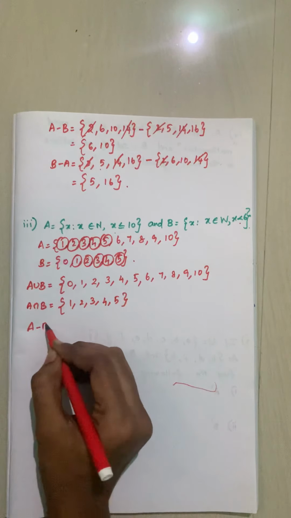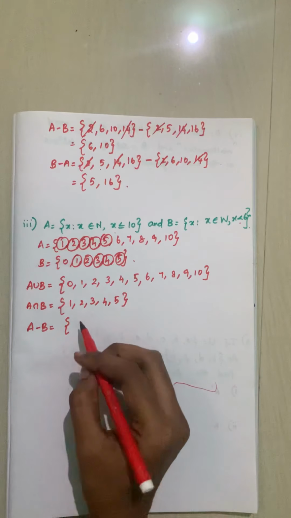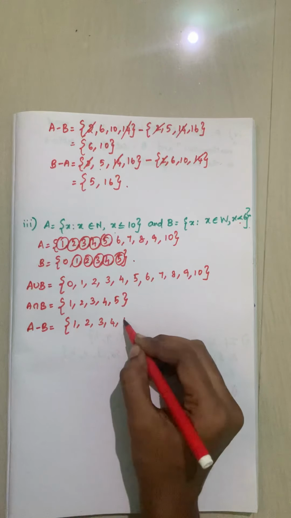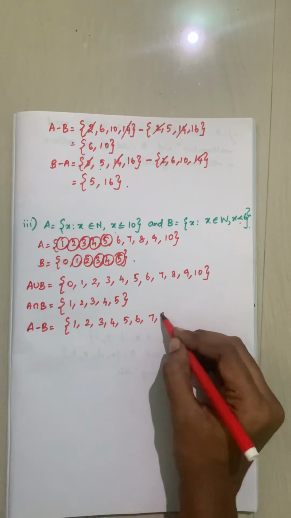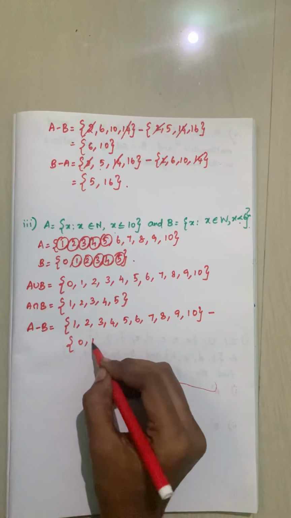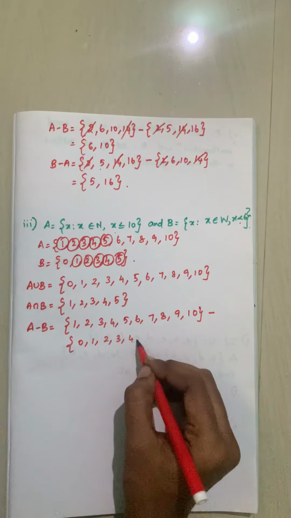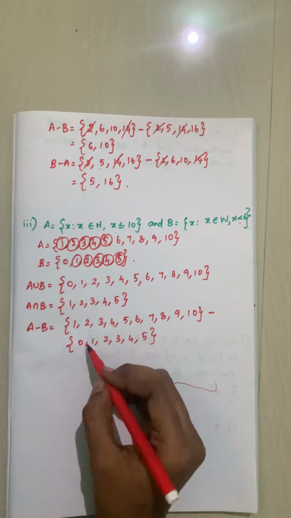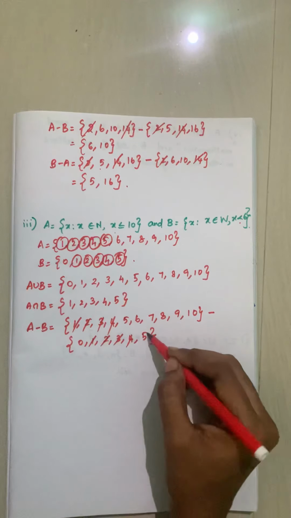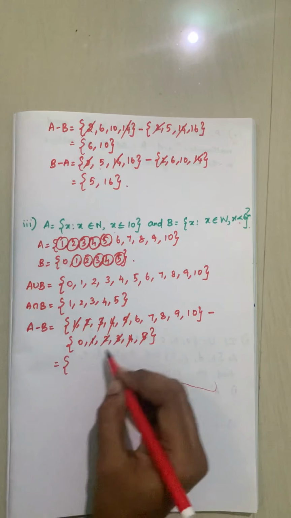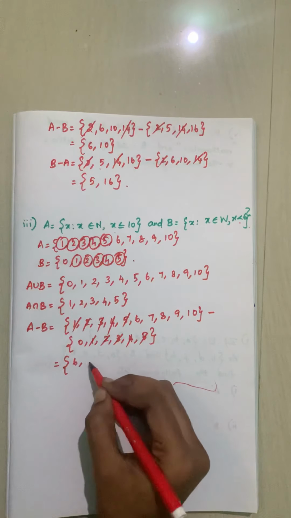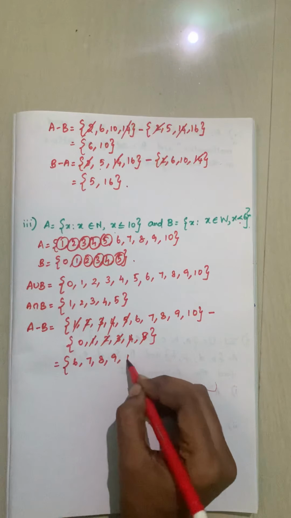Next is A minus B. A minus B means write 1, 2, 3, 4, 5, 6, 7, 8, 9, 10 minus 0, 1, 2, 3, 4, 5. So minus means cancel the parts. 1, 1, 2, 2, 3, 3, 4, 4 and 5. So remaining terms are 6, 7, 8, 9, 10. Because in the first set, this is the remaining. So 6, 7, 8, 9 and 10.